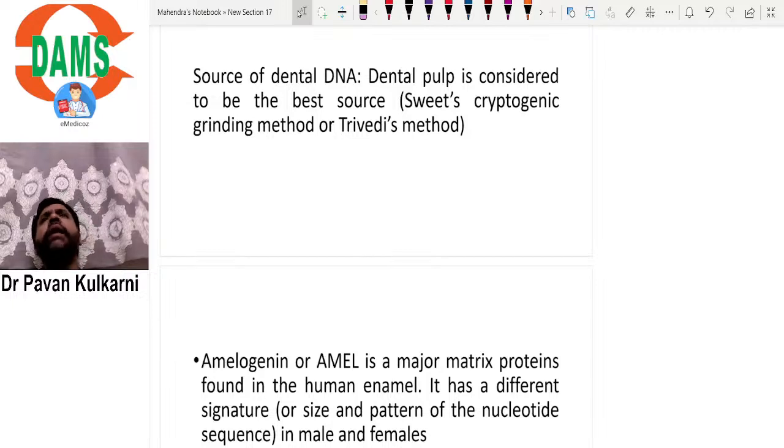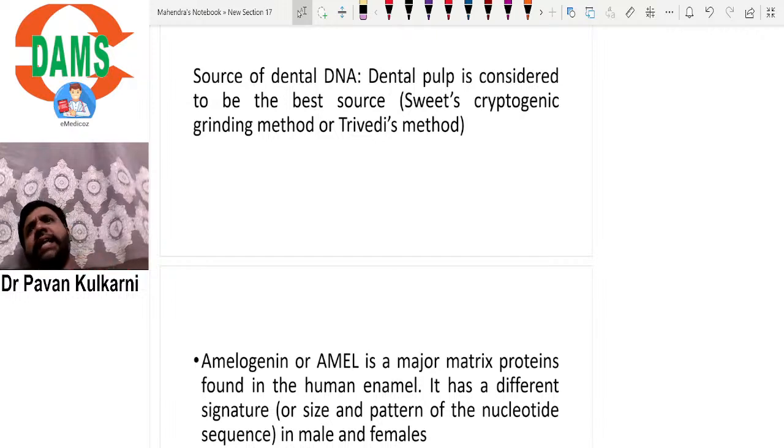Now earlier, how to extract this DNA from the pulp? There was an earlier method called Sweet's method. Sweet was a person who devised this cryogenic grinding method, where he used liquid nitrogen. He cooled the tooth in the liquid nitrogen and then he pulverized the tooth.